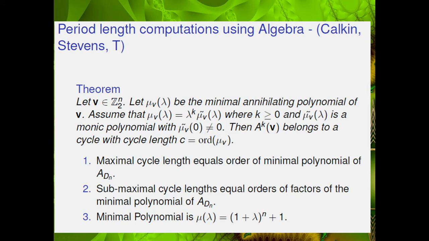So what's cool about this is that the orders of these polynomials are actually the period lengths. And there's a couple things here. This was in a paper with a really good friend of mine, Neil Calkin, who is a combinatorist at Clemson, and John Stevens, who was at Montclair for many, many years.